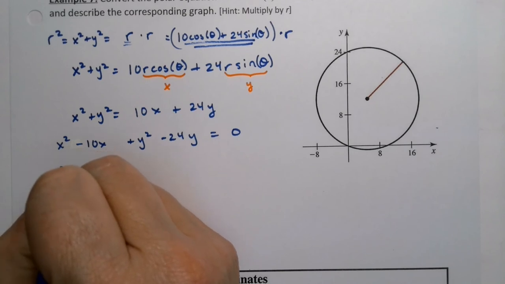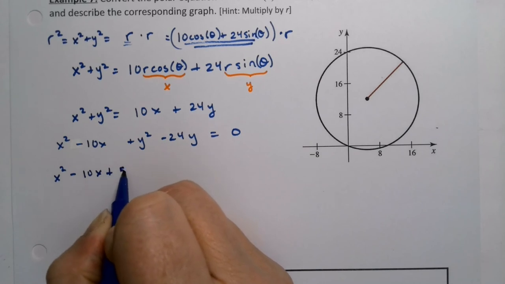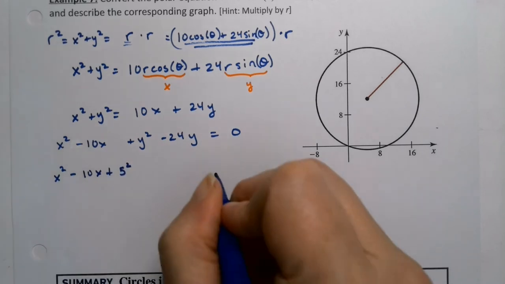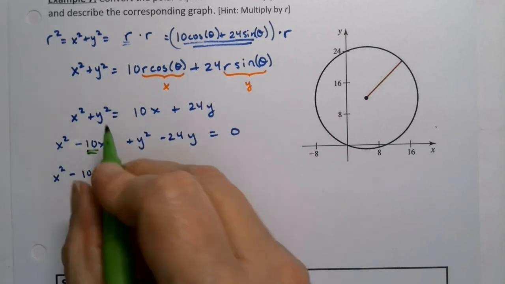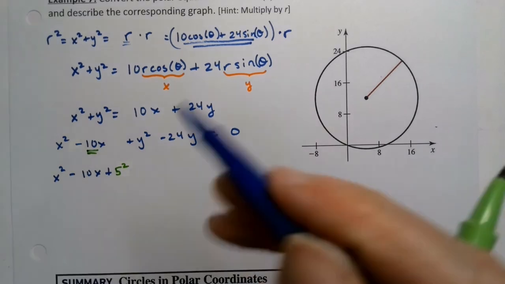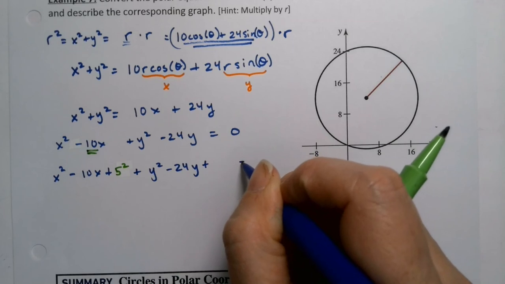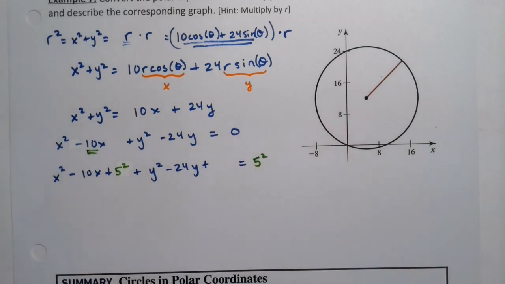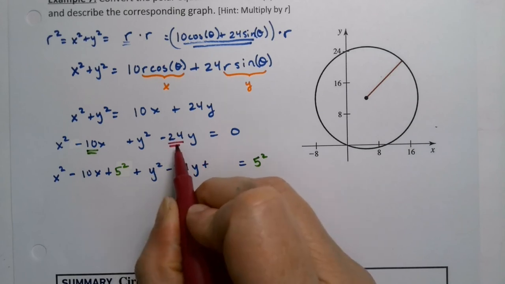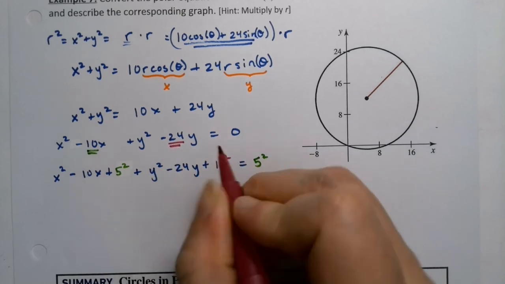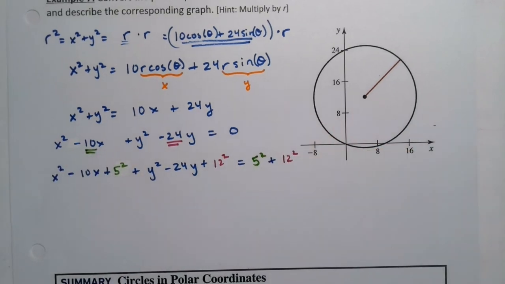So if I say x squared minus, take 10 divided by 2 and square it, that would be 5 squared. Let me take this piece, divide it in 2, and then square it. But if I do it there, then I'm going to have to do it on the other side. Let me go here and say negative 24 divided by 2 is 12, 12 squared. And of course, if I add it to the left, I have to add it to the right. So I'm completing the square.